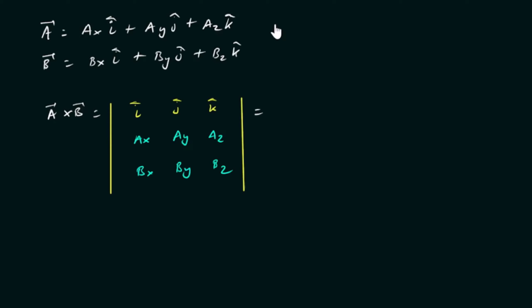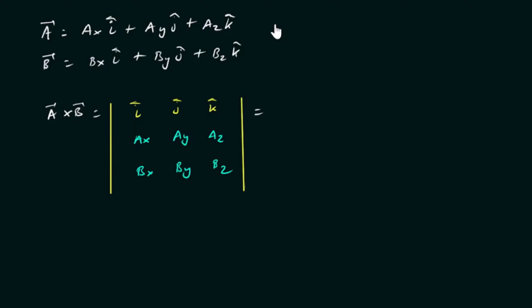Now we are going to find the resultant of this particular vector. To solve this problem, if we have A cross B, in the first row we always put A vector's components, and secondly we have B, so we put B vector's components here. So what will be A cross B?